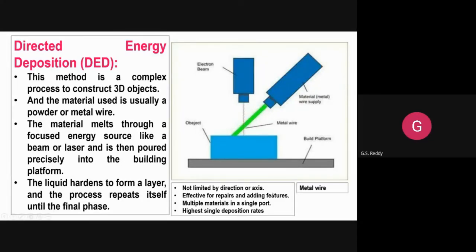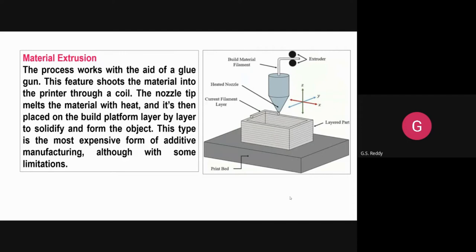It handles multiple materials in a single part, with the highest single deposition rates, and metal wire is among the items used. Now the material extrusion process. The process works like a glue gun: the feature feeds the material into the printer through a coil. The nozzle tip melts the material with heat, and it is then placed on the build platform layer by layer to solidify and form the object. This type is the most expensive form of additive manufacturing, although with some limitations.